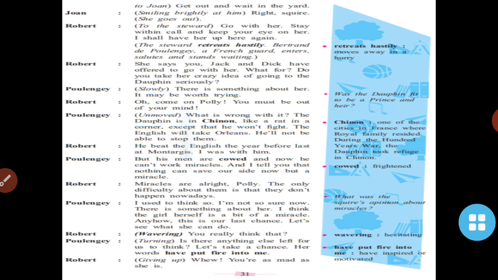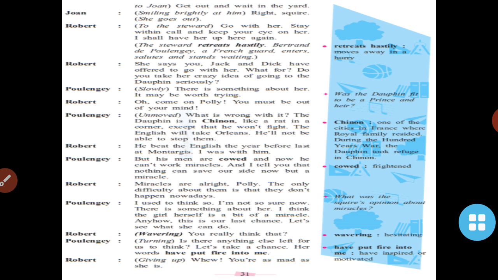It may be worth trying. Okay. So Polanyi is saying that something is there in the lady. That's why we wanted to go with her to the Dauphin. That something is there in that person. The charm is there in the lady. That's why we are going with her.